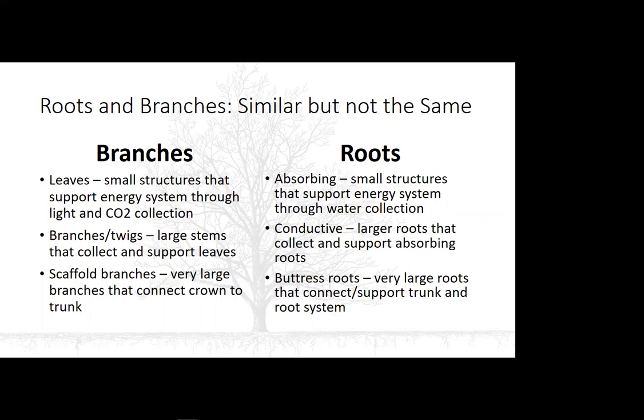They are a weight-bearing structure in the tree. The buttress roots are also very large roots that are right at the base of the tree, and their primary function is to support the tree and hold up the weight of the tree. So as I said, canopy and root systems are similar, but they're not identical. And the biggest difference is the geometry of the crown versus the geometry of the root system.